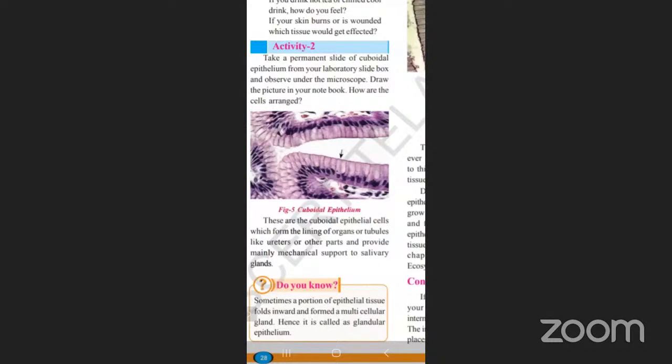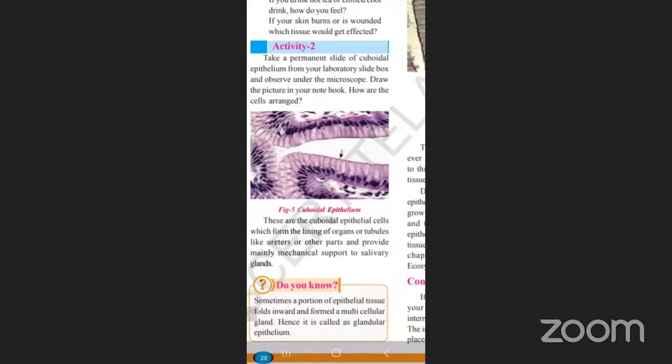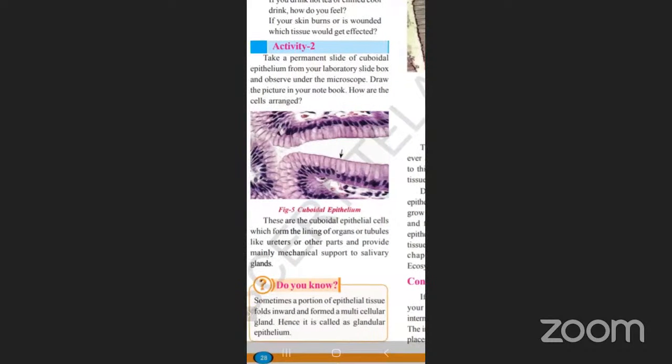Next, your ureter is also covered with cuboidal epithelium, and other parts are also covered with cuboidal epithelial tissue, which mainly provides mechanical support to the salivary glands. For whom does it give mechanical support? Salivary glands. What are salivary glands, sir? Salivary glands are the glands present in our mouth and tongue.